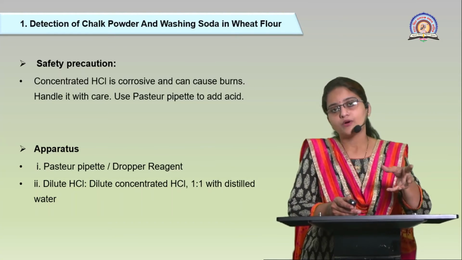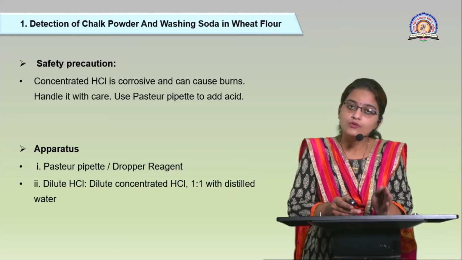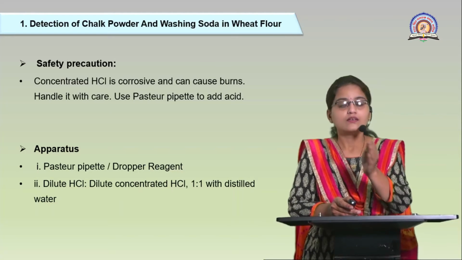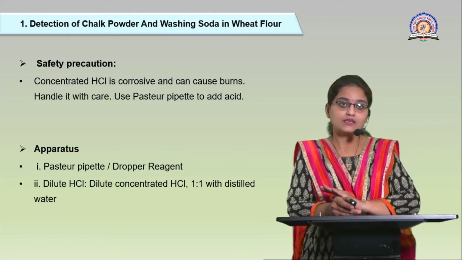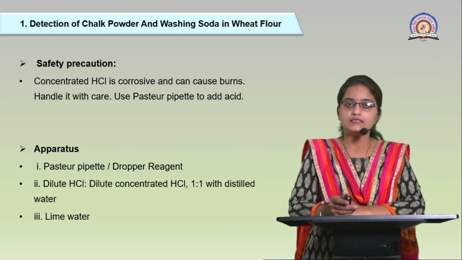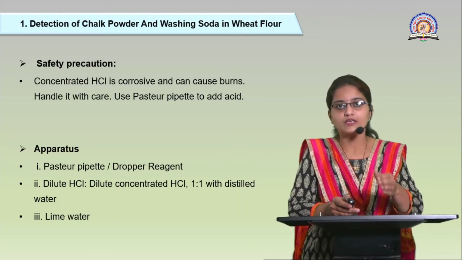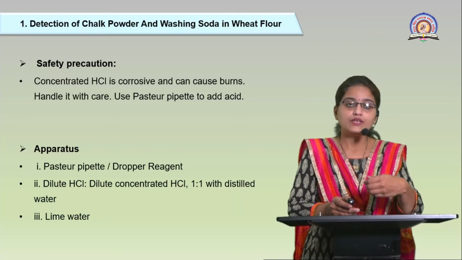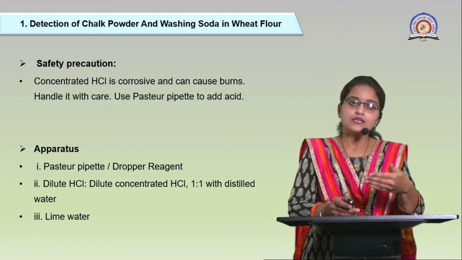Whatever amount you are taking, for example, if you are taking 10 ml of HCl, you have to dilute it with 10 ml of water. So 10 divided by 10 is equal to 1:1 dilution. This is how we make the dilutions. And the lime water. It is not necessary to use lime water every time, but if we use lime water, then we can detect our observation very easily by observing the color change.